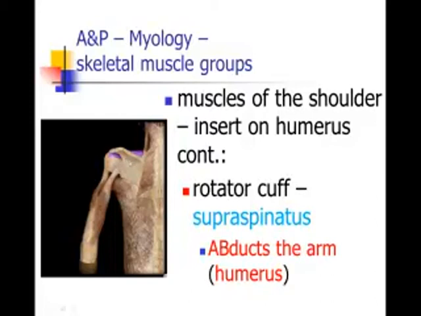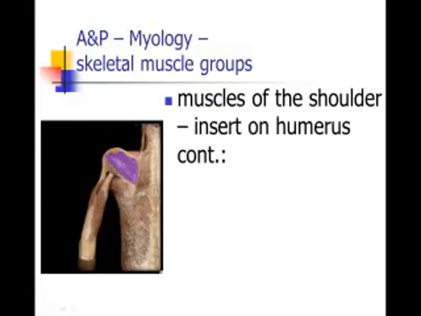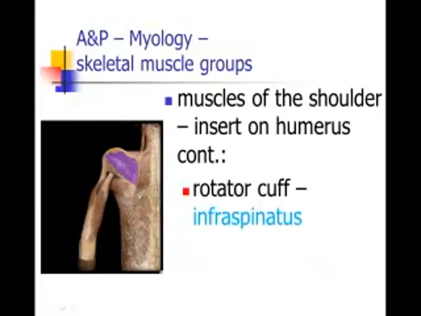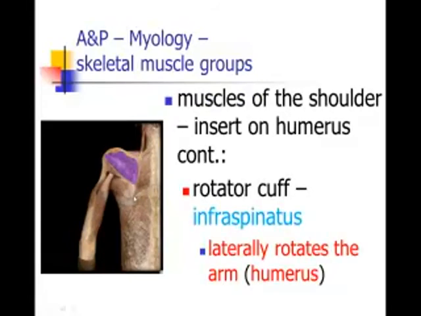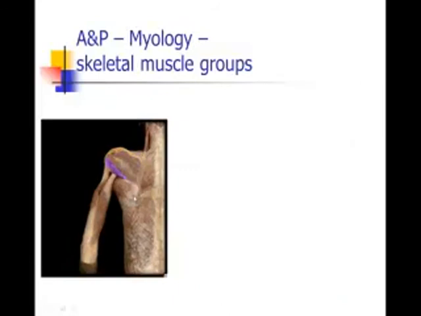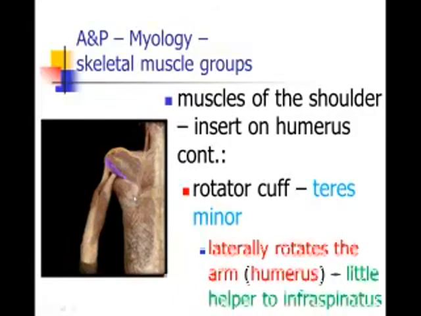These muscles have been removed. Teres minor and infraspinatus have been cut away. Over here we have the rhomboids, by the way. This is rhomboideus major and rhomboideus minor. We have infraspinatus. Infraspinatus is a lateral rotator of the humerus, and it has a little helper called teres minor.